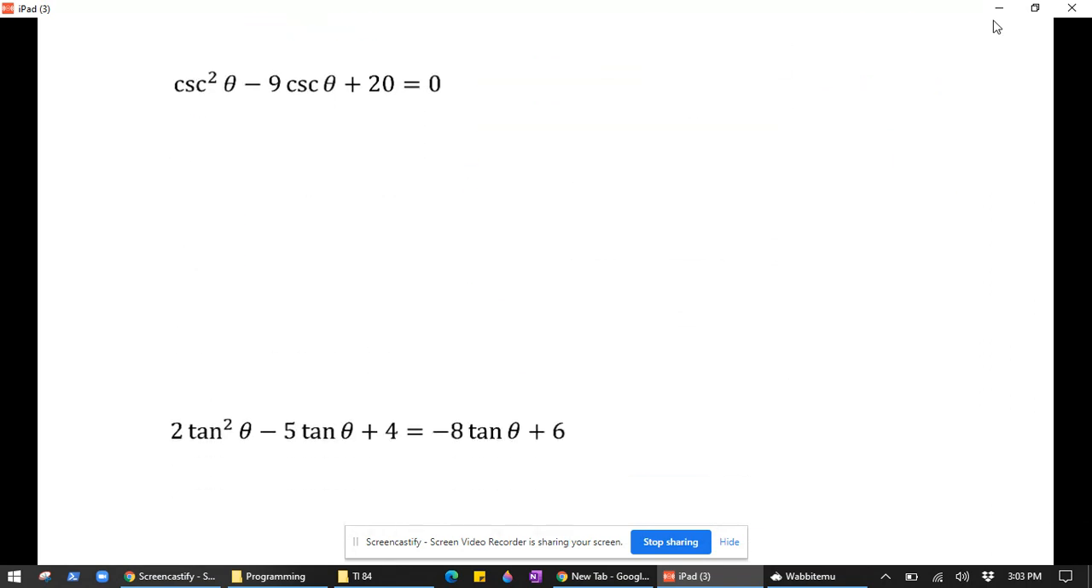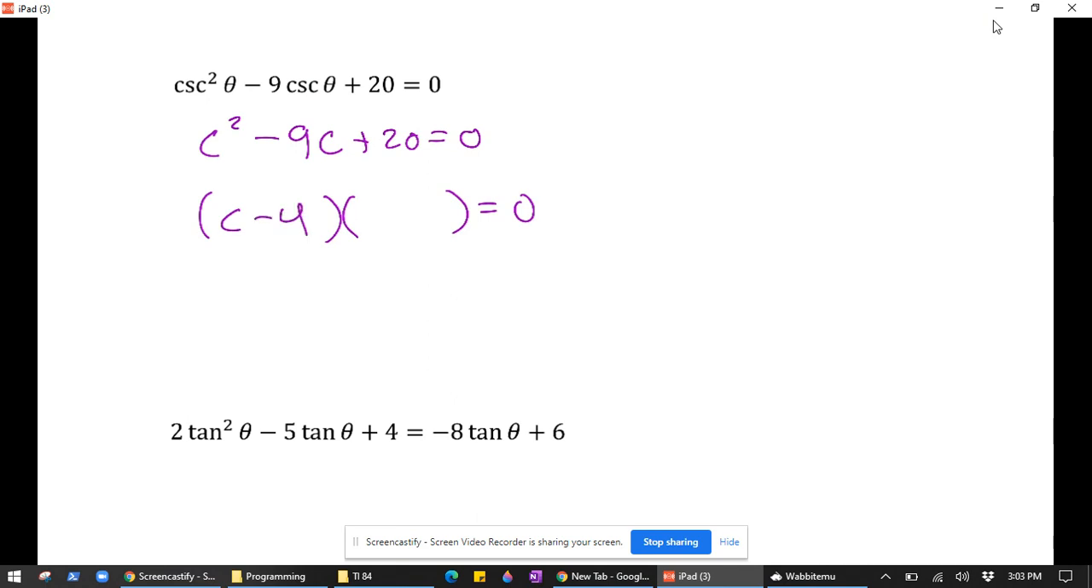Okay, let's move on to a different one. This one's going to involve a little bit more factoring. Let's replace the cosecant with a c to do the algebra first. So this is c squared minus 9c plus 20 equals 0. And we're going to have to factor using our algebra 2 skills. I believe this can factor into c minus 4 times c minus 5. You can double check that. I think that's good. So that tells me that c equals 4 or c equals 5.